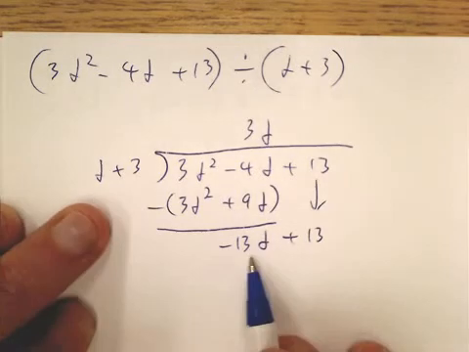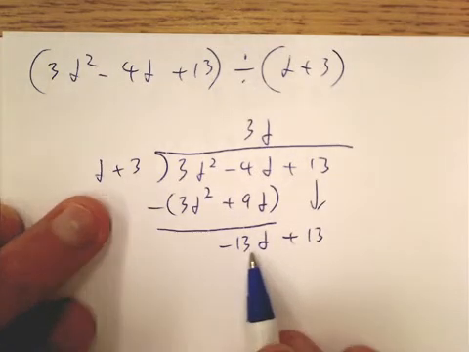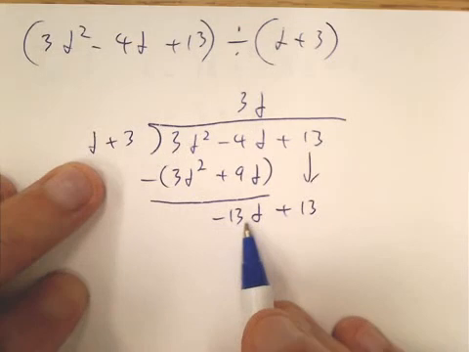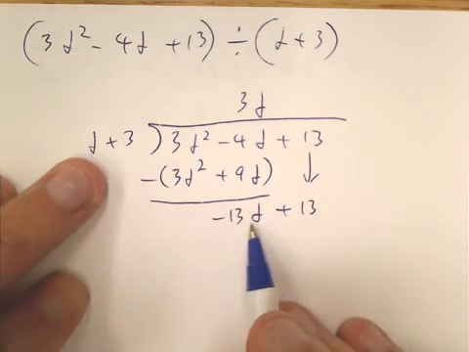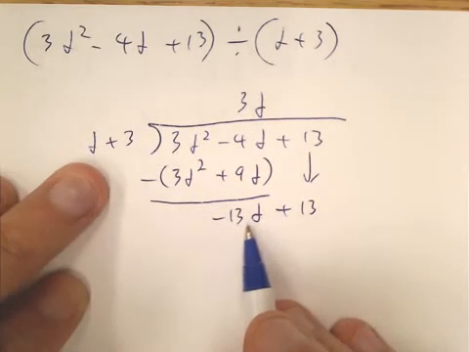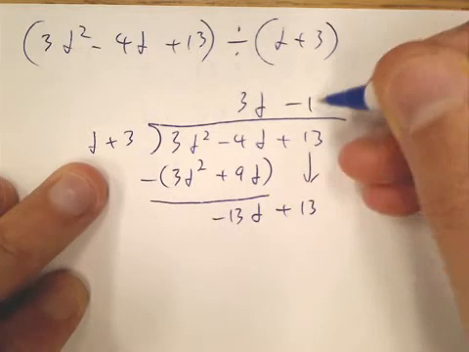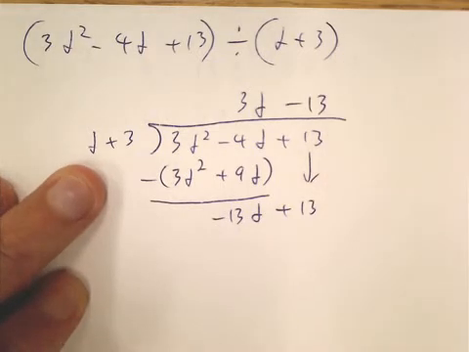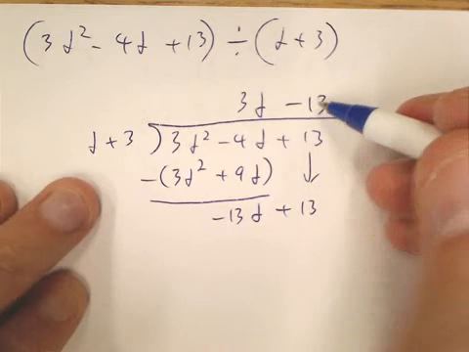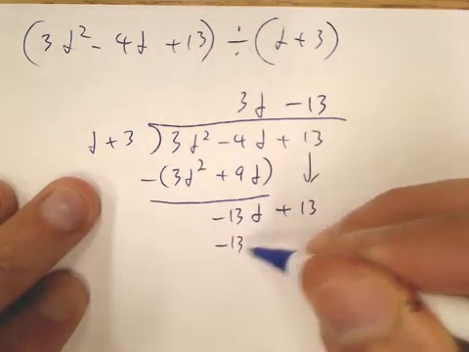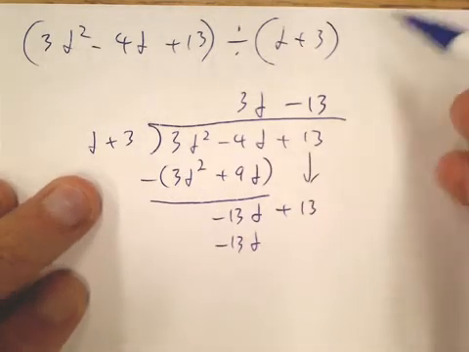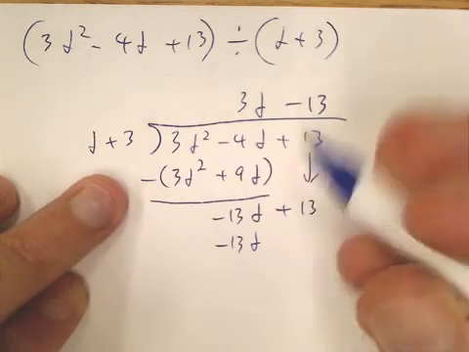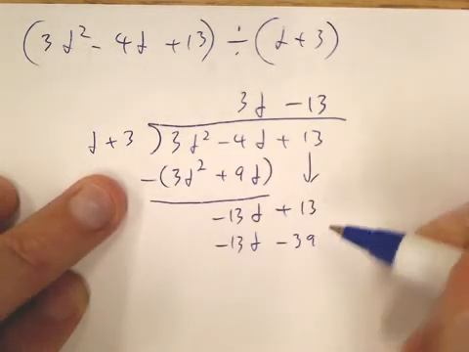d times what gives me negative 13d? You look at both the leading terms again. So d times what will give me negative 13d? Well, d times negative 13 will give you negative 13d. Okay, so negative 13 times d is negative 13d. That's good. Those should match. Negative 13 times 3 is negative 39.